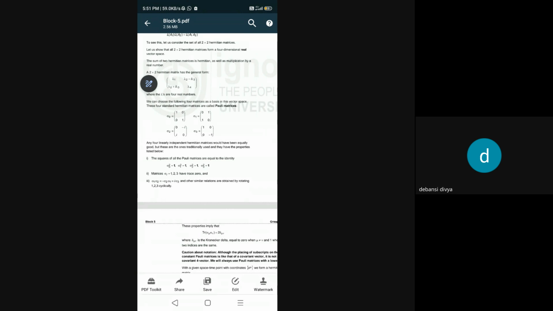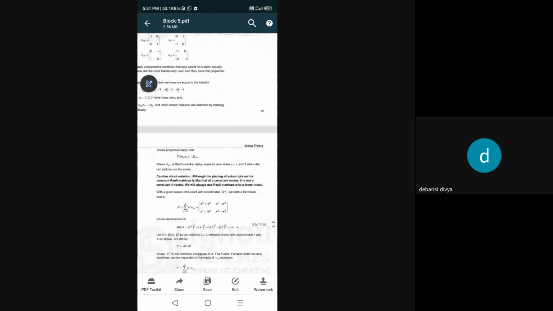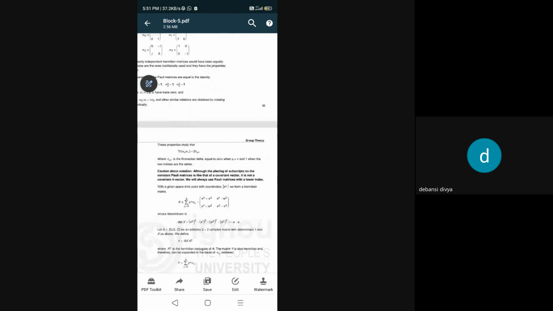The summation of the diagonal elements. And sigma 1 sigma 2 is equal to minus sigma 2 sigma 1 is equal to i sigma 3. And other similar relations are obtained by rotating 1, 2, 3 cyclically. So these properties imply that the trace of sigma mu sigma nu is equal to 2 delta mu nu, where delta mu nu is the Kronecker delta, equal to 0 when mu is not equal to nu, and 1 when the two indices are the same.